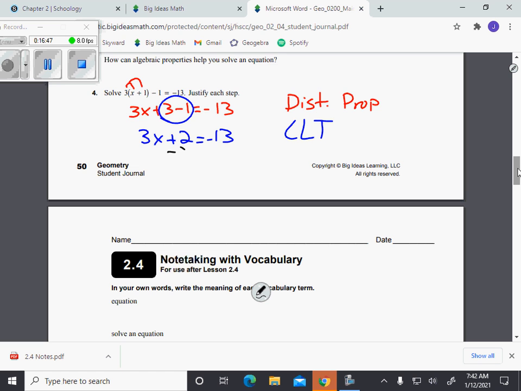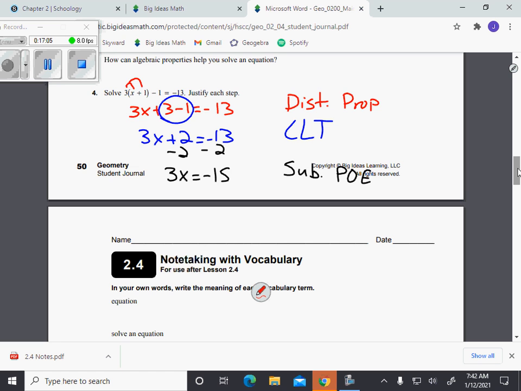Next, we're going to subtract 2 from both sides. We have 3x equals negative 15. What is that? That's a subtraction property of equality. You can say POE. That's okay with me.